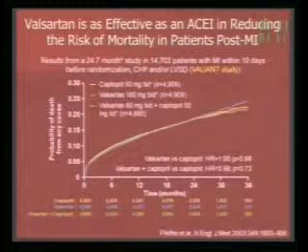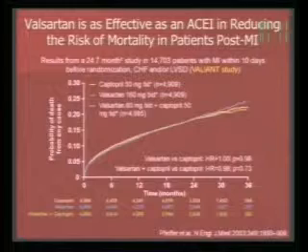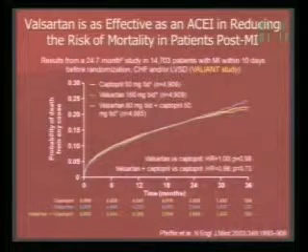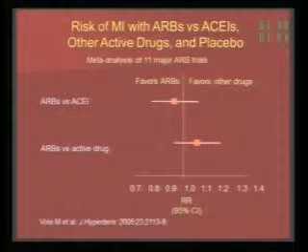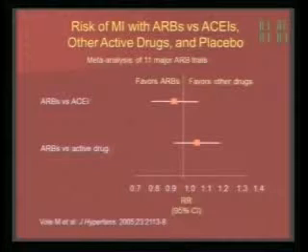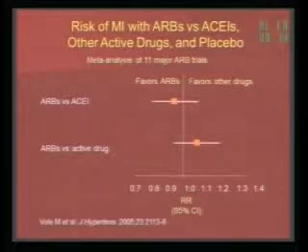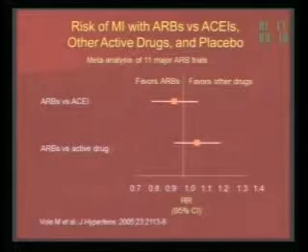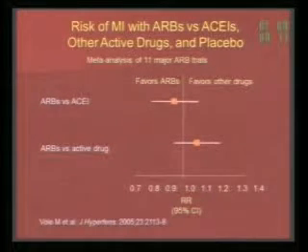You see, in the Valiant trial, at least we have proved that in post-MI patients with heart failure, ARB is as good as ACE inhibitor. Valsartan is as good as captopril in all the parameters we studied. The risk of MI with ARB versus ACE inhibitor is a very, very interesting slide published in 2005, with other active drugs and placebo. What we found in 11 major ARB trials, ARB versus ACE inhibitor, is that ARB is better. Better in what parameter? To reduce the risk of MI.